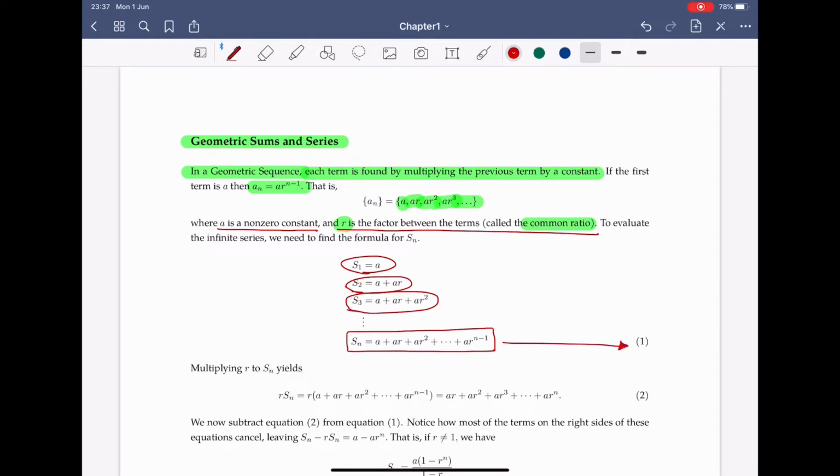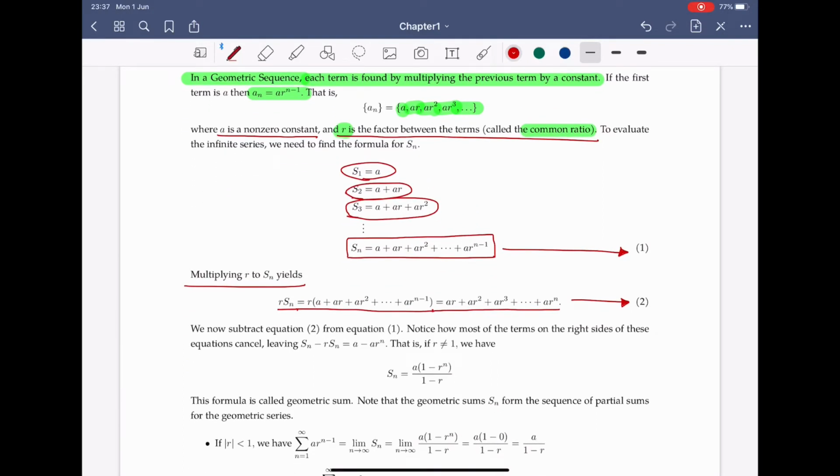And then after that, I multiply equation 1 by r. So I get r times S_n equal to r times this thing in parentheses. Then I expand my equation, so I get ar plus ar squared plus dot dot dot up to ar to the n. I call this the second equation. And then I subtract equation 2 from equation 1. So what I have left is the one that I highlight in yellow here. You can simplify it by yourself, but this is what we have left.